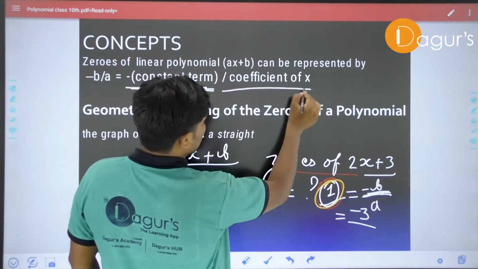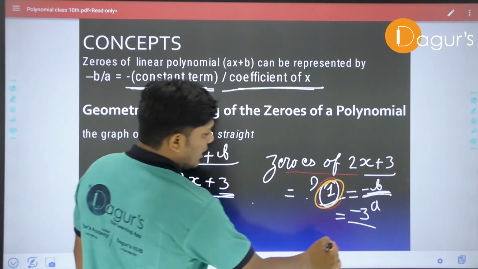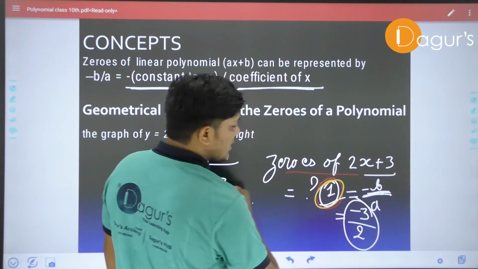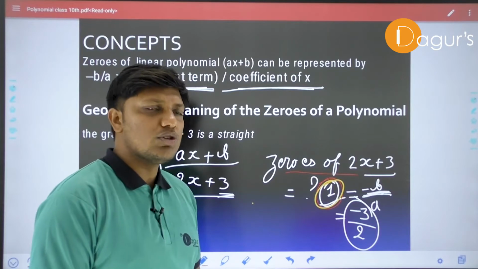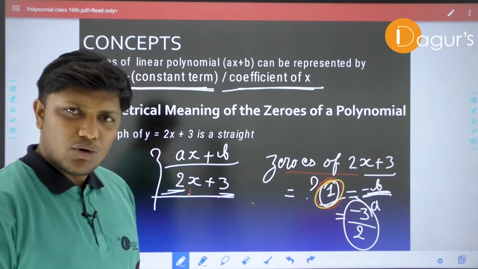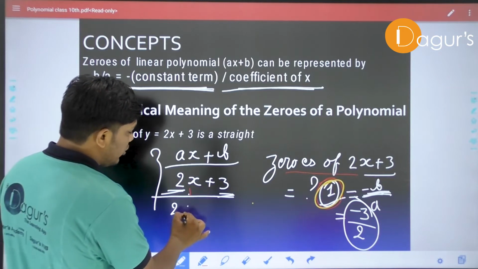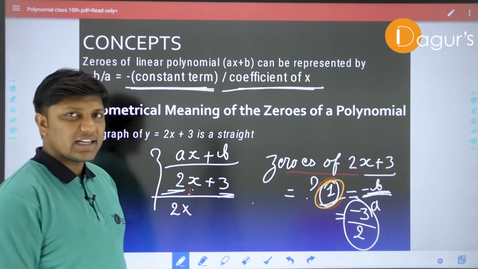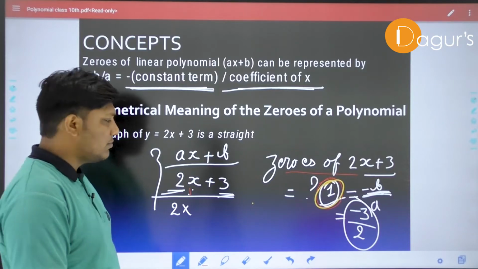What is a? a is the coefficient of x. What is the coefficient of x? That is 2. It means minus 3 upon 2. This will be exactly the zero of the given polynomial. You could verify it also. How? Just put this value in the place of x, and you will come to know that the value of this polynomial becomes 0.